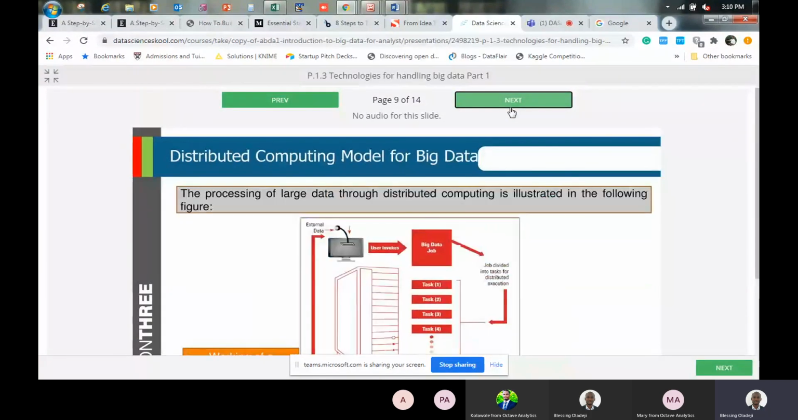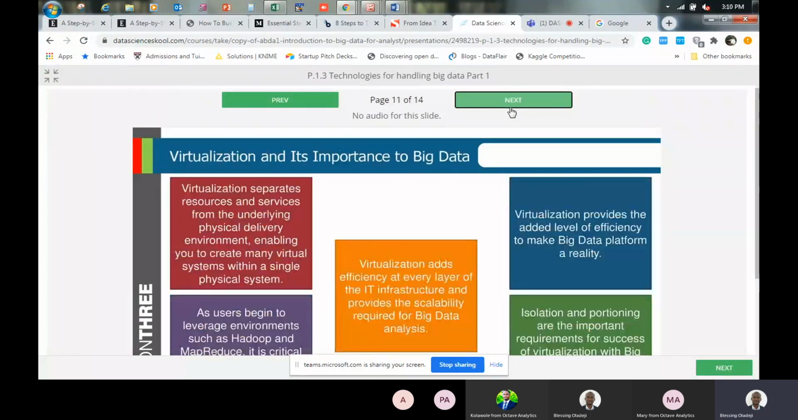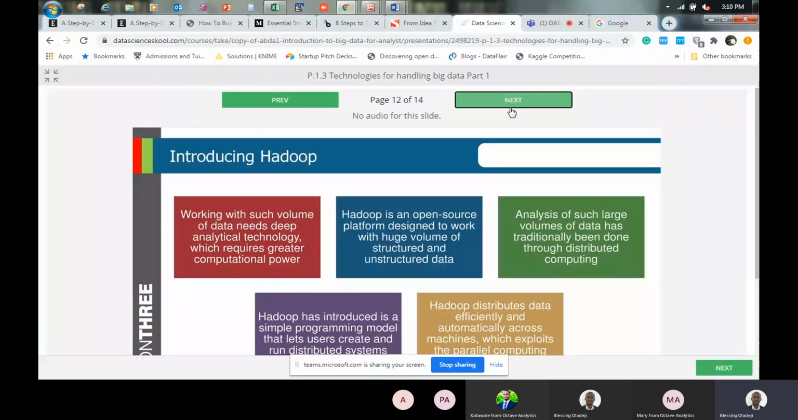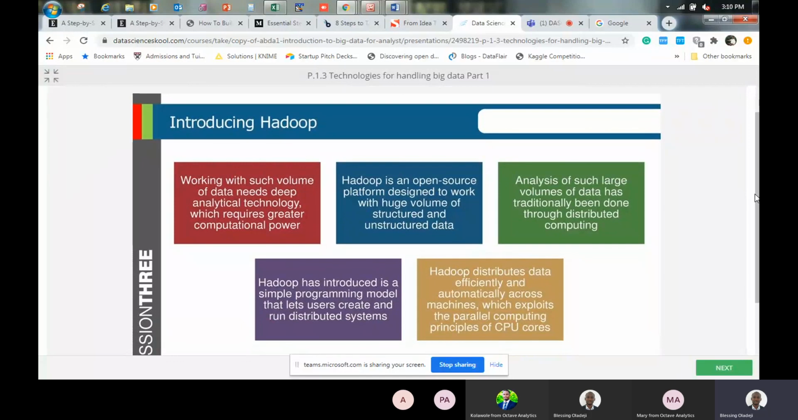It's a piece of software. It's not hardware. What we've been talking about, distributed computing and parallel computing, is mainly about physical hardware. Virtualization is how to manage the physical hardware in an efficient way. Now, what Hadoop does is that it introduces another level of efficient management of all these concepts together. Hadoop introduces a simple programming model that lets users create jobs and run the jobs within a distributed system.